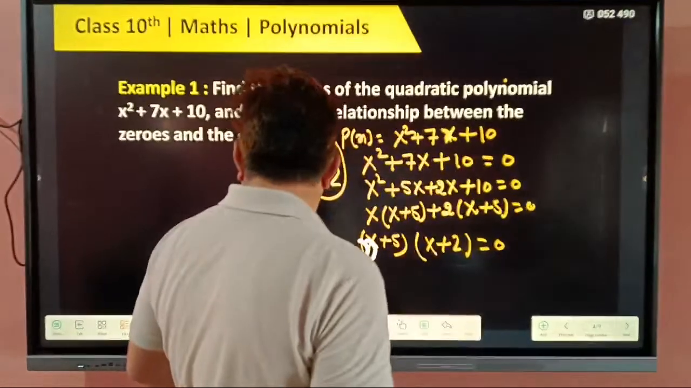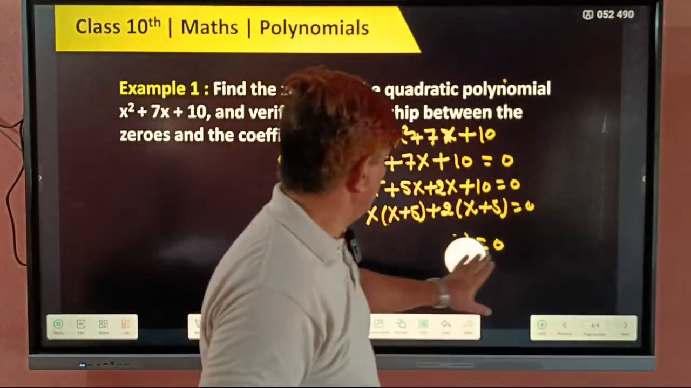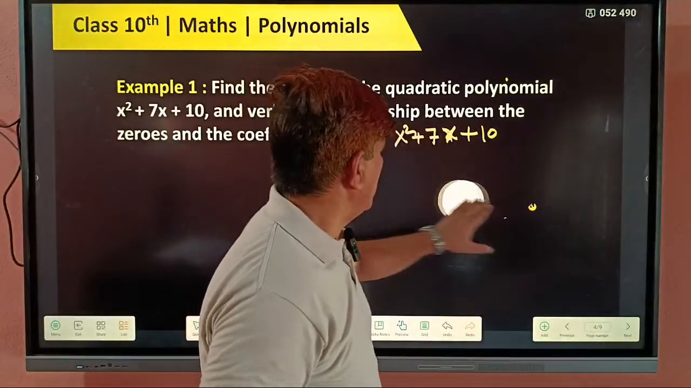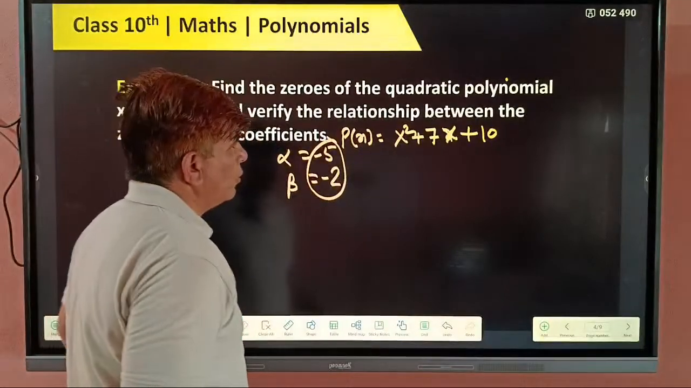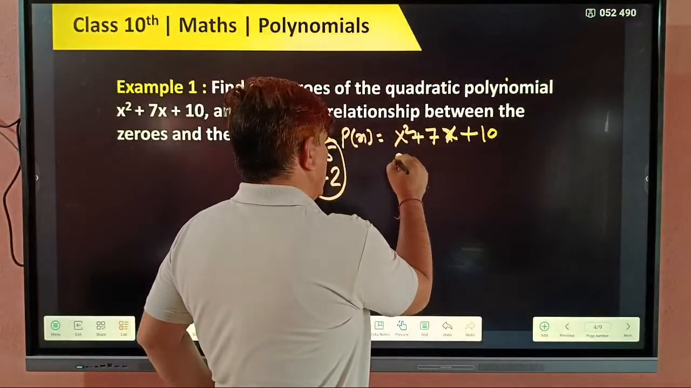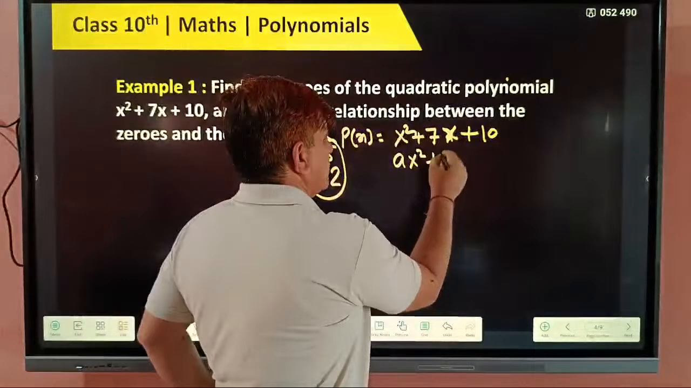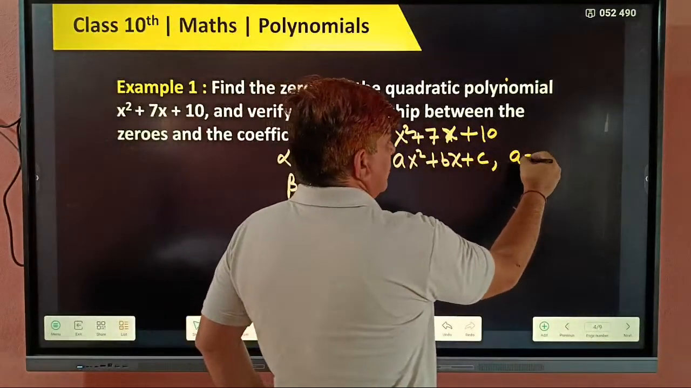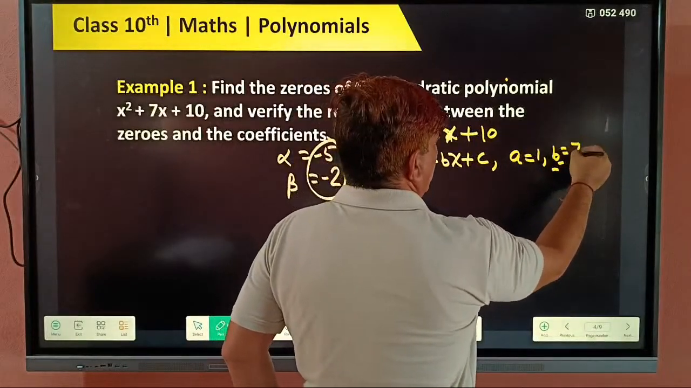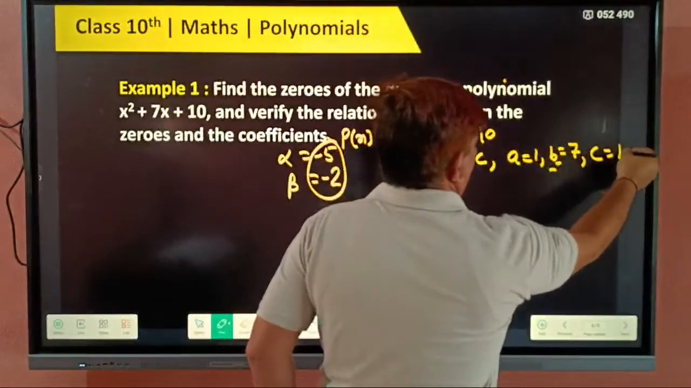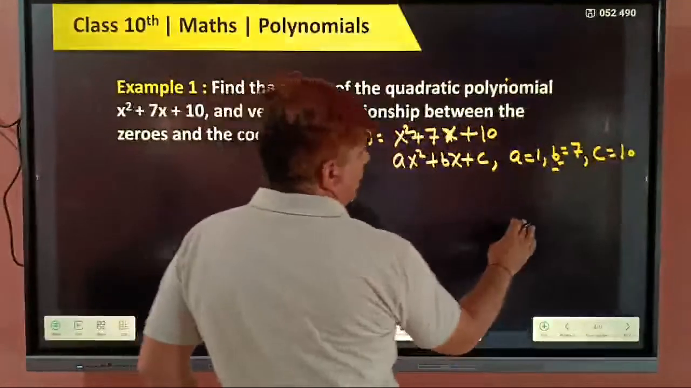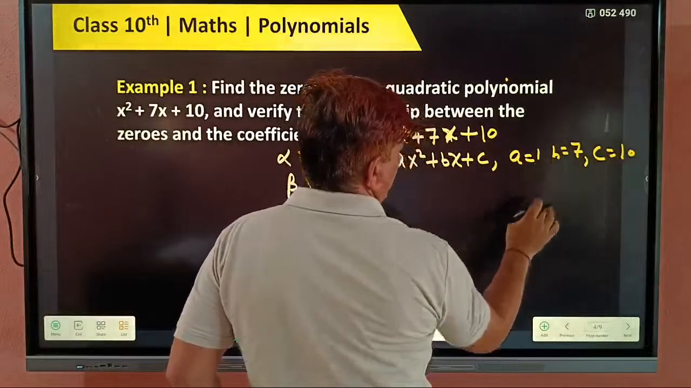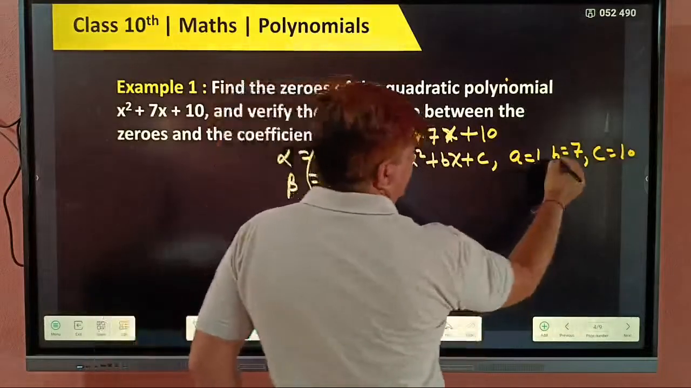Now we can find out the relationship between the zeros and the coefficients of the quadratic polynomial. If we compare this with ax square plus bx plus c, then what's a here? 1. What's your b? 7. What's your c? 10. Yes or no?